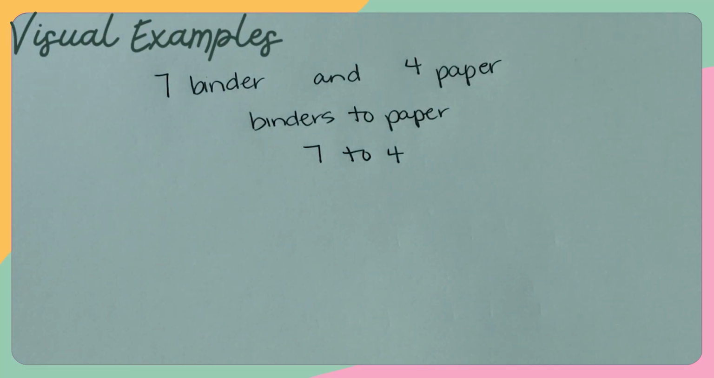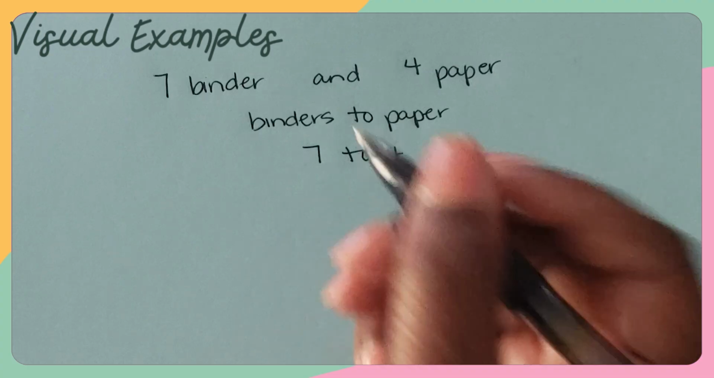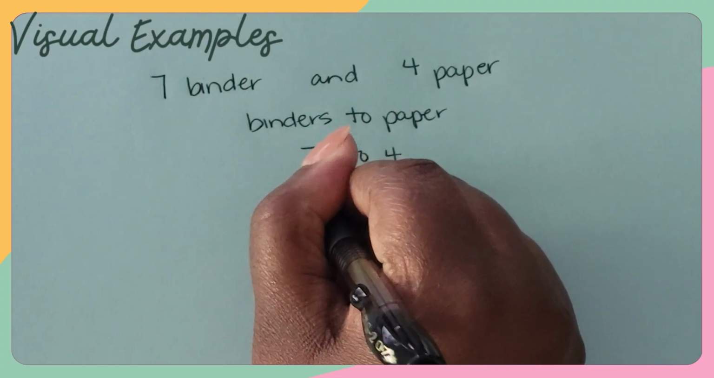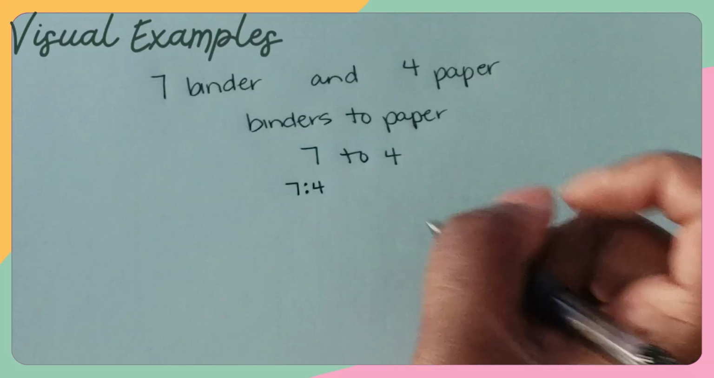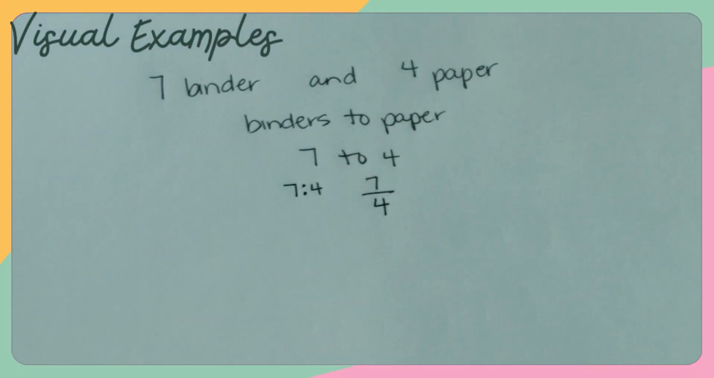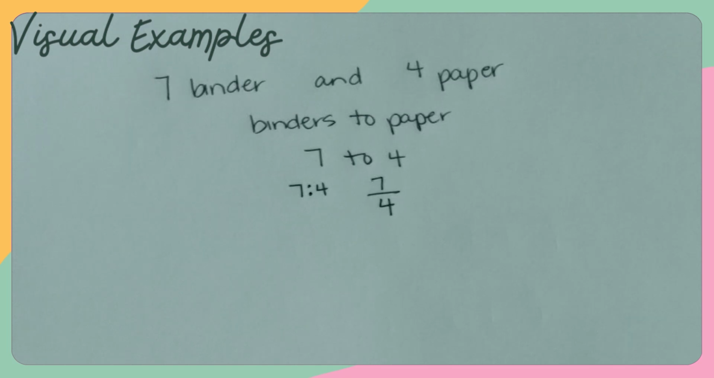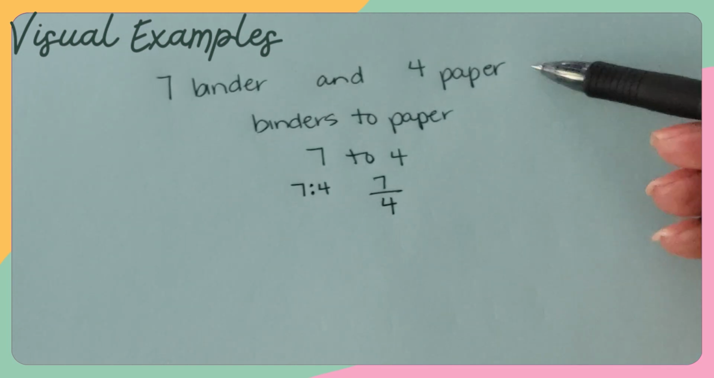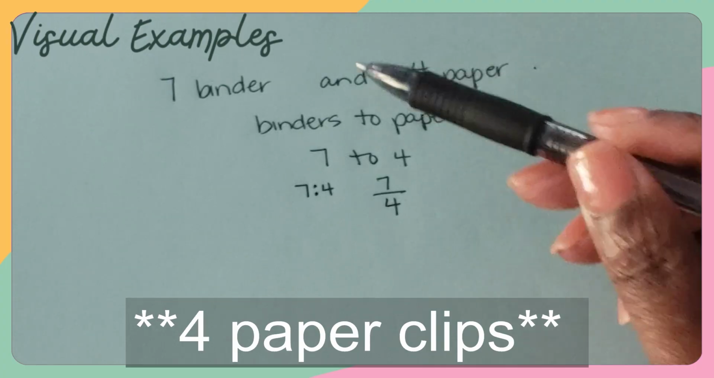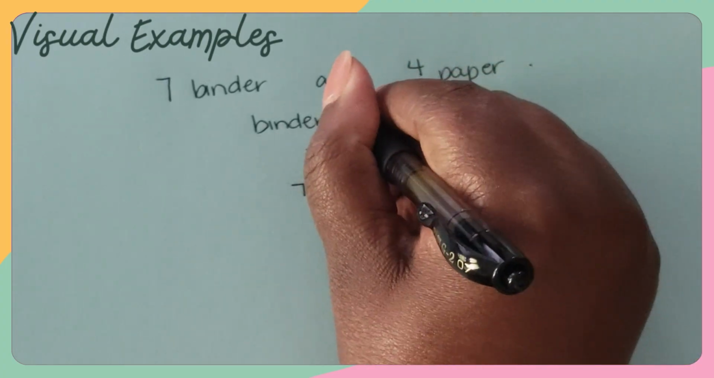If I wanted to write it a different way, we can also write it as 7 and then these little colons here to 4, or like a fraction. Both ways we read it as 7 to 4. So it's just like where I had 7 binder clips and 4 paper clips, but instead of and, I use the word to.